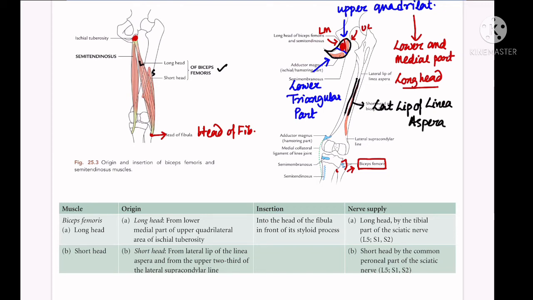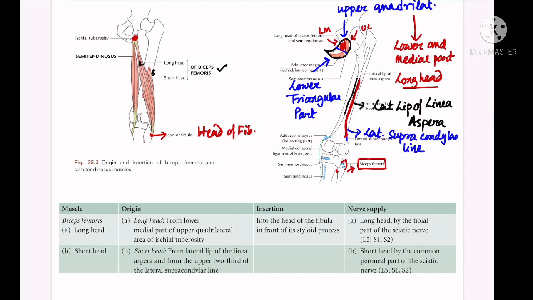This lateral lip of linea aspera continues downwards as the lateral supracondylar line of the femur. This is the lateral supracondylar line of the femur. Now the short head of biceps femoris originates from the lateral lip of linea aspera, like that, and from the upper two-third of the lateral supracondylar line.